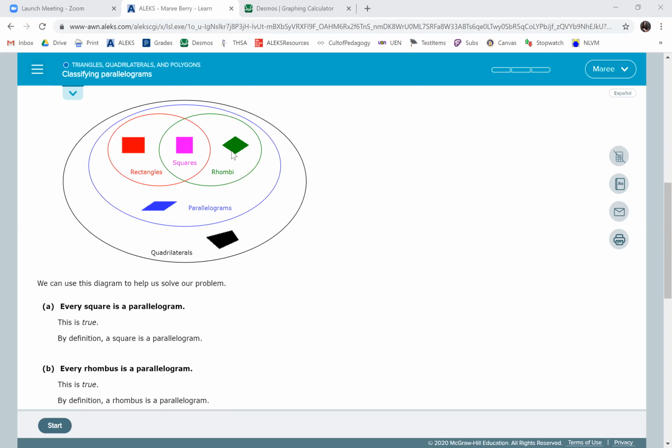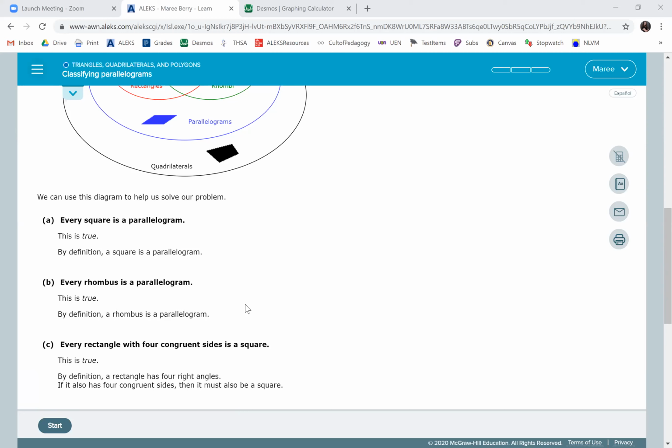Now, if you look at the rhombus's circle, there are some rhombuses that are not squares, because inside this part of the circle, you see squares. And then outside of it are all the other rhombuses that are not squares. So this is just the example that they gave.